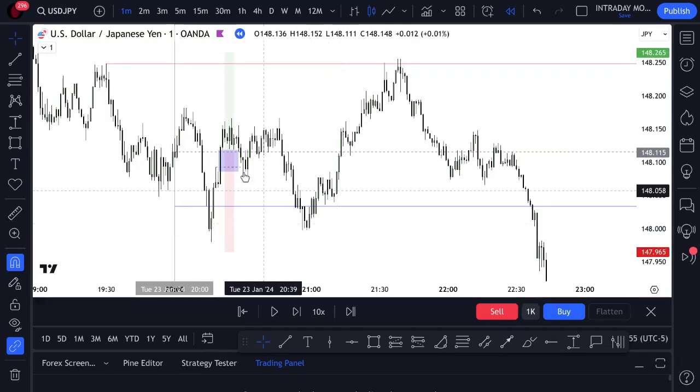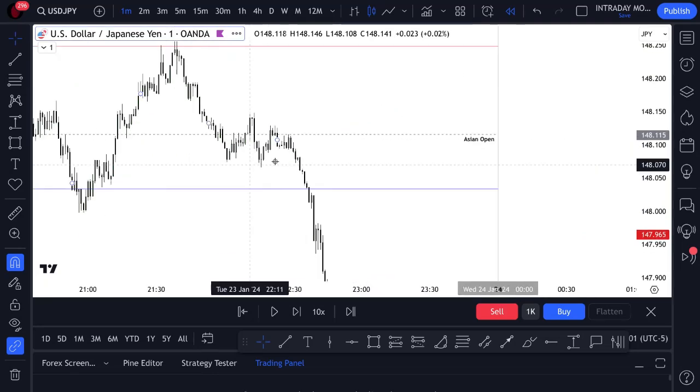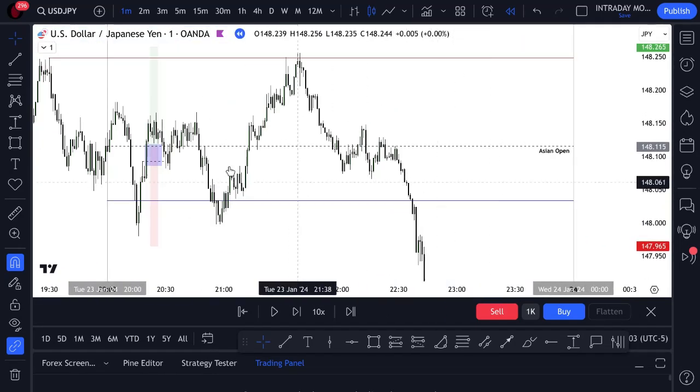But all in all, you can see from the idea, we had the right area of buying. Buying below the Asian session open is very crucial to finding the best price possible for a buy scenario. That's how we were able to find this buy scenario and price rallies up.